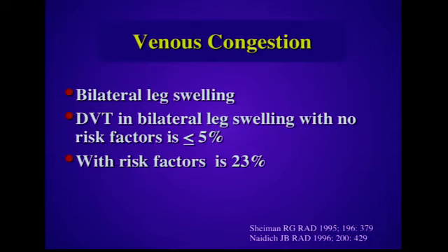Venous congestion is associated with bilateral leg swelling. A study that we did a few years ago showed that DVT in bilateral leg swelling with no risk factors is less than 5% of cases. But it's important to recognize that in patients with risk factors, this can increase to up to 23% of patients. So in the absence of risk factors, bilateral leg swelling is usually not associated with DVT. But with risk factors, you have to consider the possibility of underlying clot.